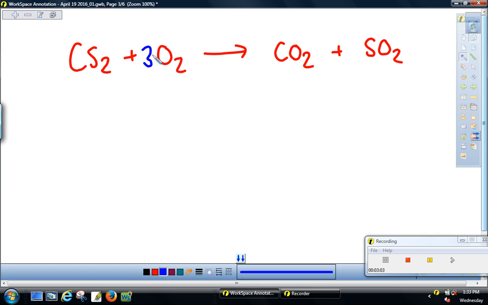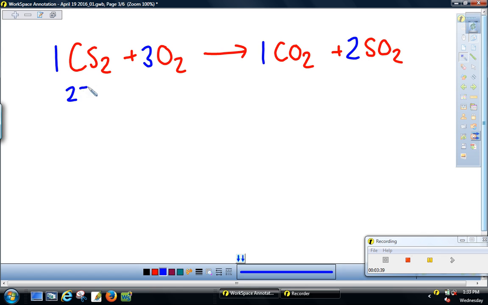So 3 pairs of oxygen here, 2 moles of sulfur dioxide there. So 1 mole of carbon disulfide will react with 3 moles of oxygen to produce 1 mole of carbon dioxide and 2 moles of sulfur dioxide. Now the question says, when carbon disulfide burns, we produce these two things. What is the percent yield of sulfur dioxide if the burning of 25 grams of carbon disulfide produces 40.5 grams of sulfur dioxide?